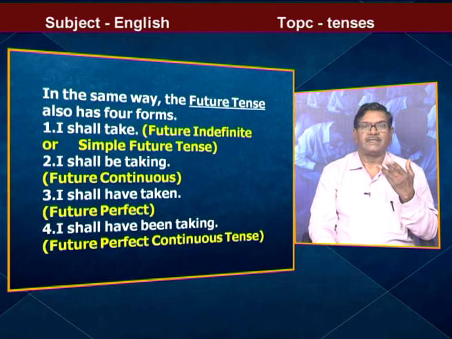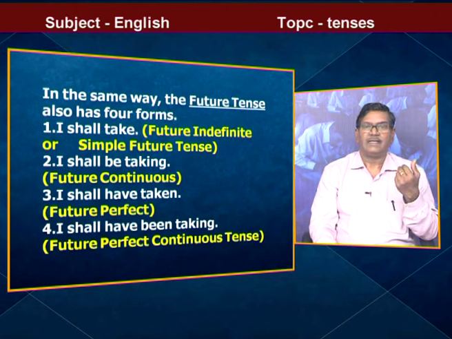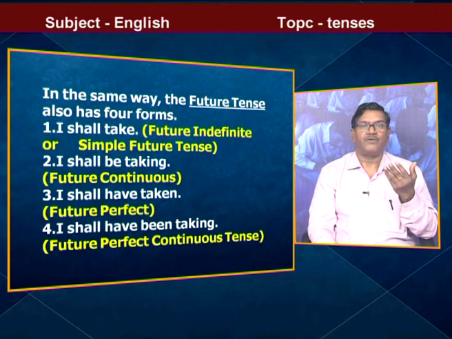I shall have taken. So, perfect tense this is. For the perfect tense, we have to use not only shall, we have to use have also as the helping verb. And then for future perfect continuous, shall have been taking. So that way, future tense also has got four forms.